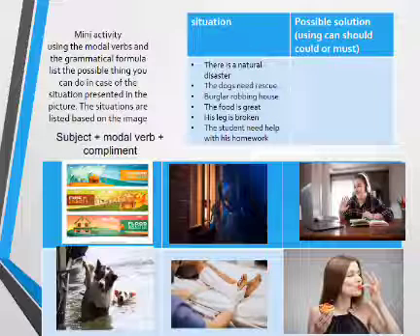In this last mini activity, using the modal verbs and the grammatical formula, list the possible things you can do in case of the situation presented in the picture. These situations are listed based on the image.